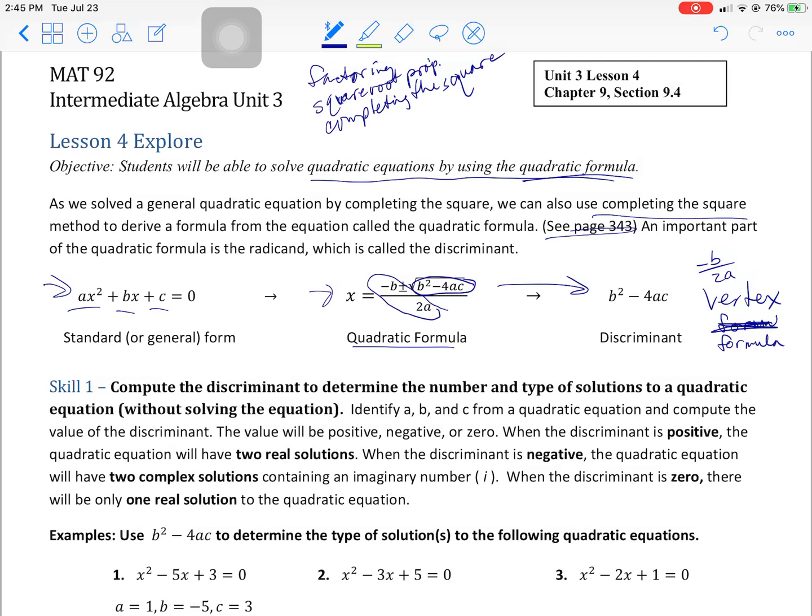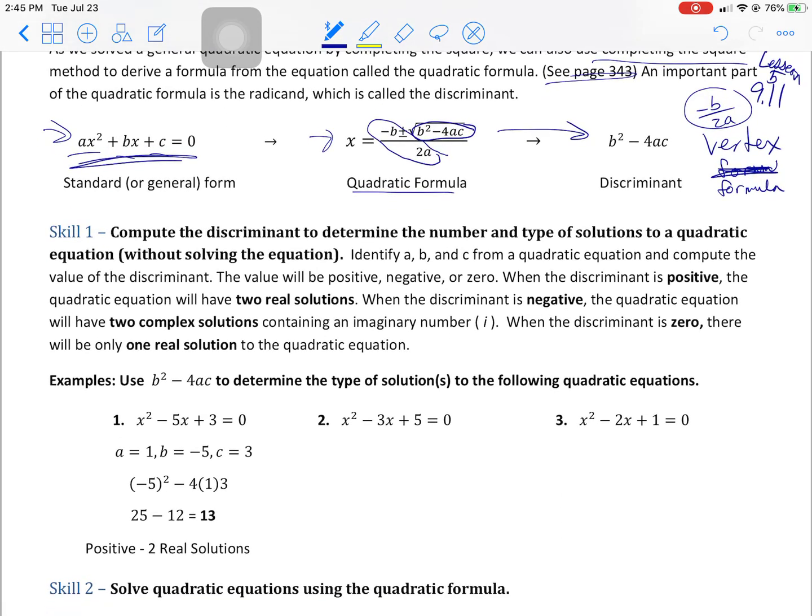So this general form can be turned into the quadratic formula, and then the quadratic formula splits into two parts called the discriminant, and the other is called the vertex formula, okay? And the vertex formula we're going to talk about in 9-11 or lesson 5, okay? All right, so skill 1, compute the discriminant to determine the number and type of solutions in a quadratic equation without actually going through the whole formula, okay?